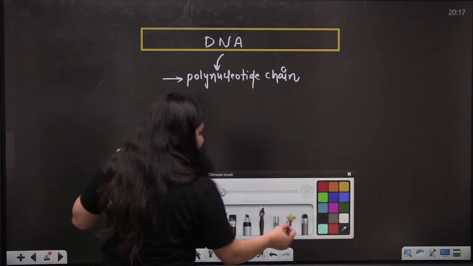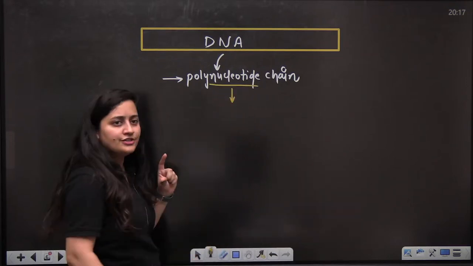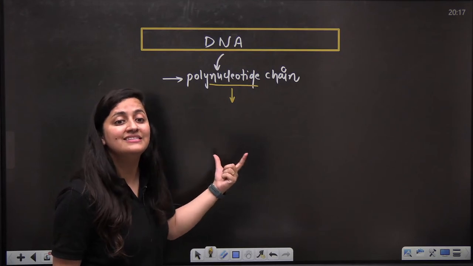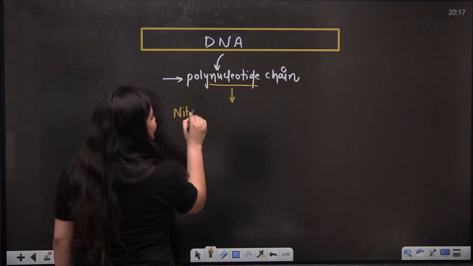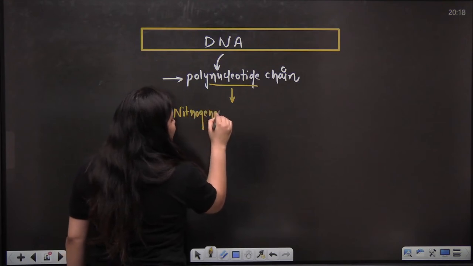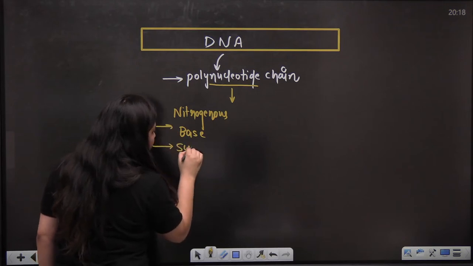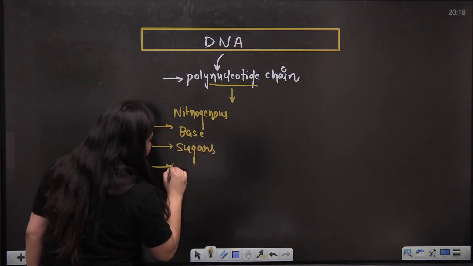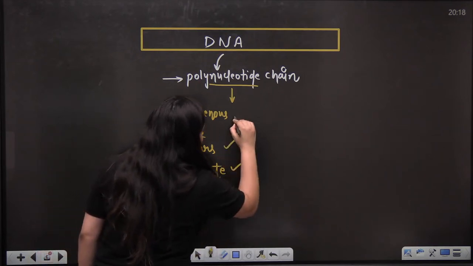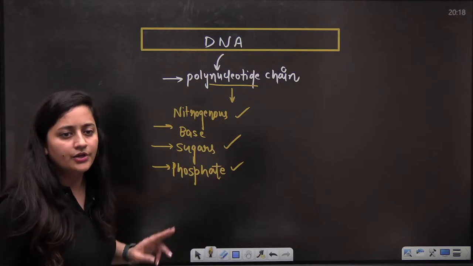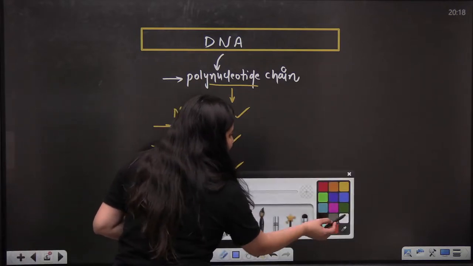So for understanding the DNA, you should know what exactly a nucleotide is. To understand the nucleotide, we need to understand three things: the nitrogenous base, the sugars, and then the phosphate. These are the three things that you need to know when it comes to the nucleotide.